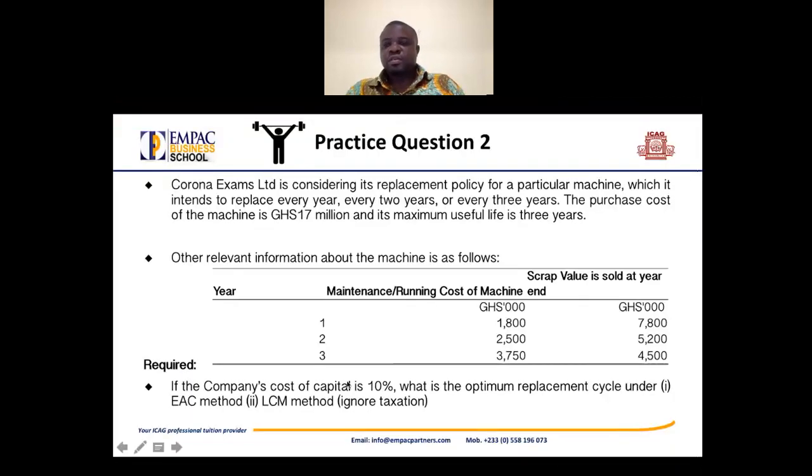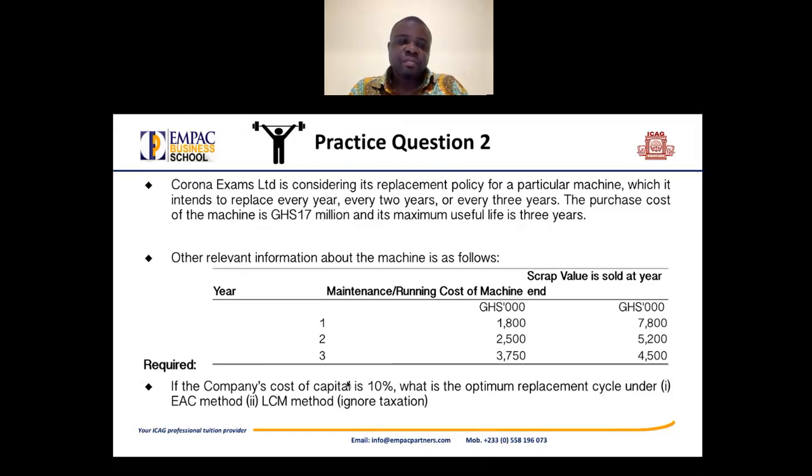All right, so this is the question that we are looking at. Now, other relevant information about the machine is as follows. So we have the maintenance or running cost of the machine. Year 1 is 1.8 million, year 2 is 2.5 million, and year 3 is 3,750,000. Then the scrap values at each year end: for year 1 it will be 7.8 million, year 2 will be 5.2 million, and year 3 will be 4.5 million.